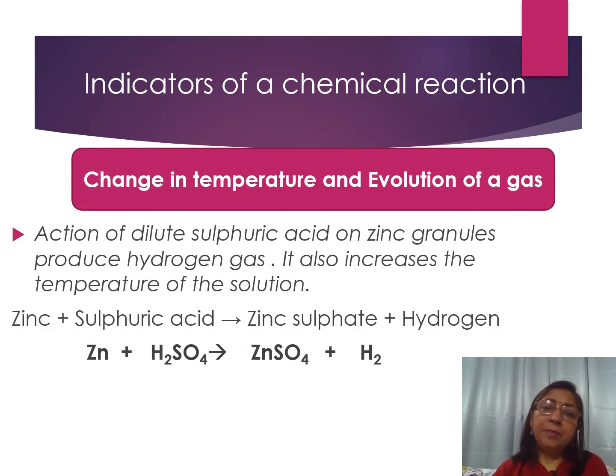Similarly, there may be change in temperature and evolution of gas in a chemical reaction. One example is that when we take zinc granules in a flask and add dilute sulfuric acid, then hydrogen gas is evolved and the temperature increases.